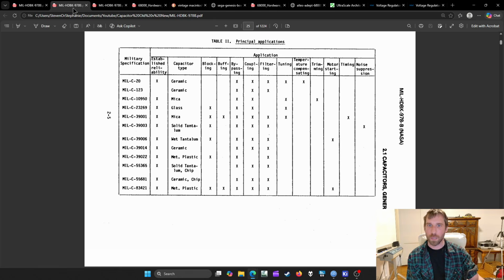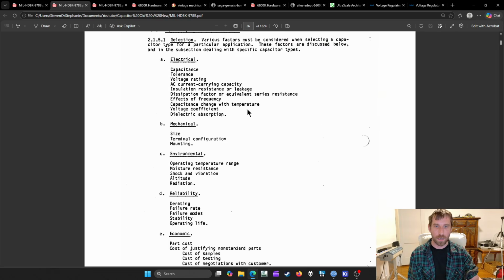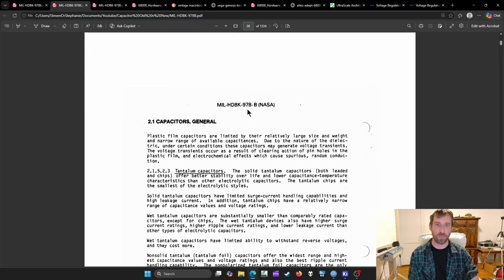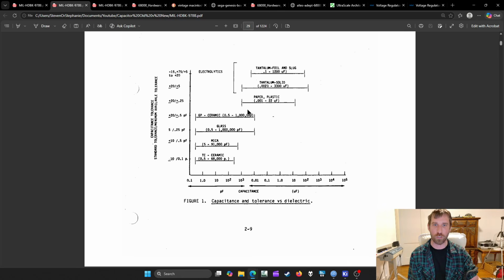So we go to this other section, and we get this table of different types of capacitors, many of which we don't use this day and age, and their applications. The ones we care about are bypassing, coupling, and maybe filtering. So this is what engineers had. They had tables to work with, just generic information.